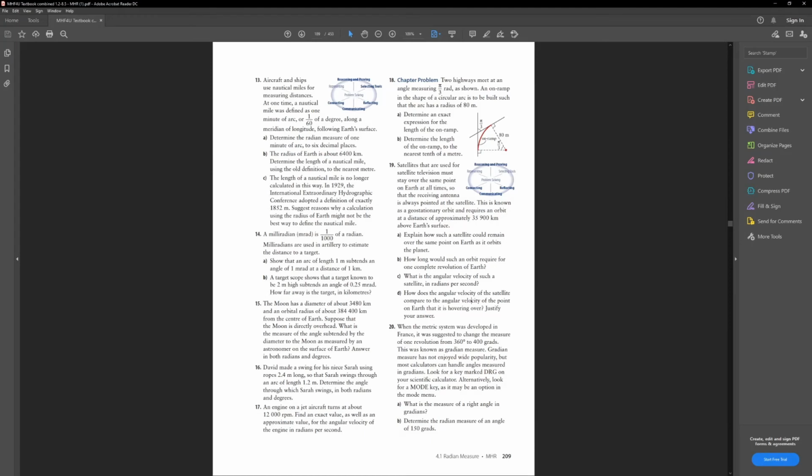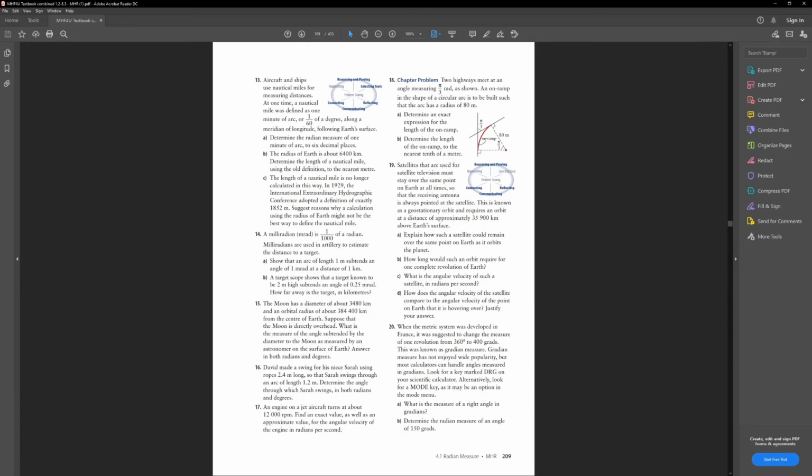So 19. Satellites that are used for satellite television must stay over the same point of Earth at all times, so that the receiving antenna is always pointed at the satellite. It is known as geostationary orbit and requires an orbit at a distance of approximately 35,900 kilometers above Earth's surface.